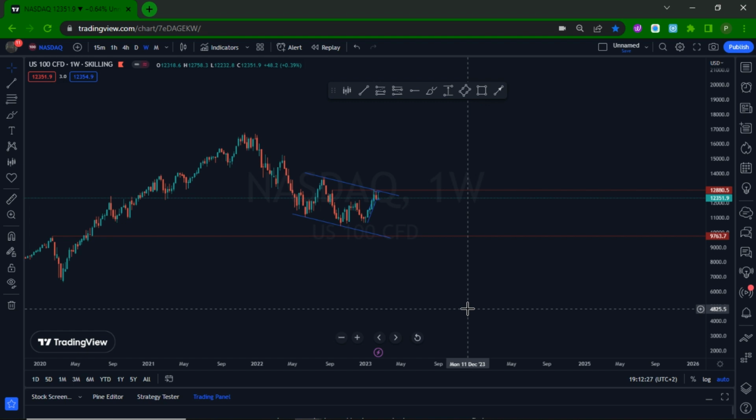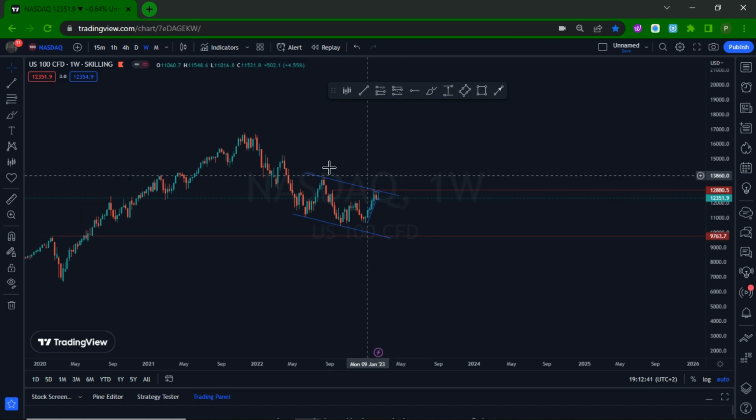Today we're gonna be reviewing the NASDAQ. So the NASDAQ. Let's go. Starting from the weekly time frame, right? You can see that we're getting this descending type of formation, which is a descending channel, and the descending channel indicates a reversal to the upside, right?